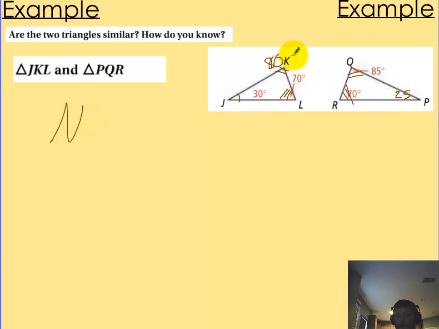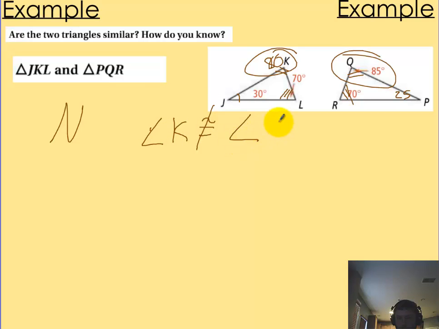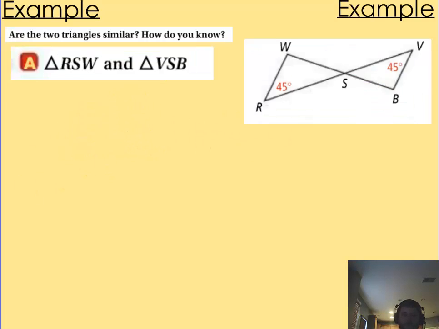We can say that because we got 80 and 85 for K and Q. They should be congruent, but they're not. So angle K is not congruent with angle Q. That's all we need to know. It's the same thing with angles J and P. So nope. Next one.